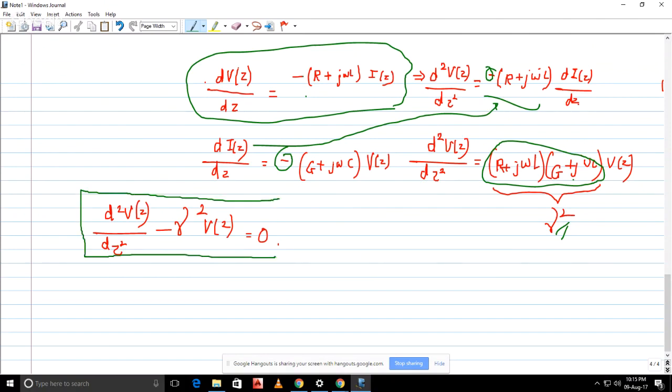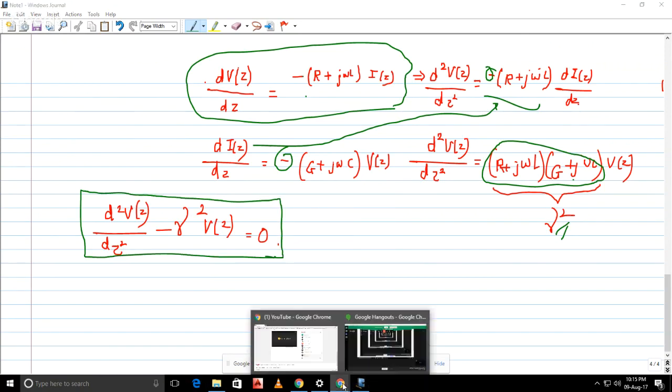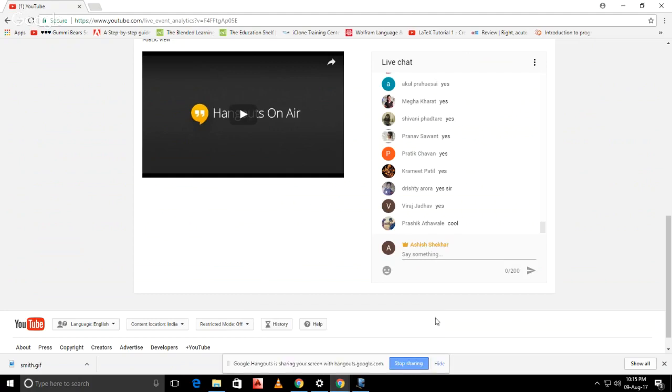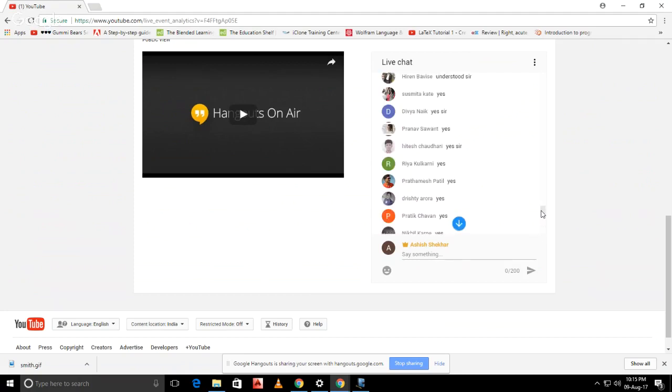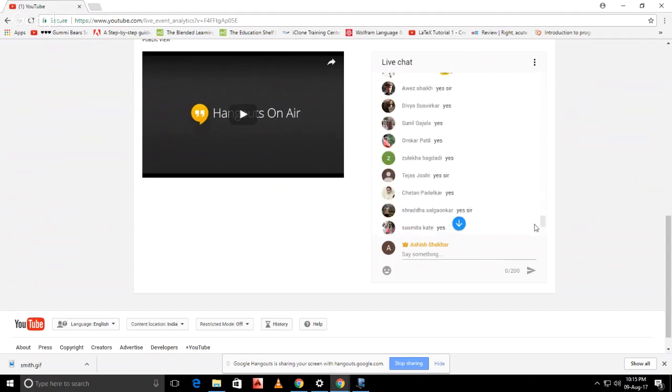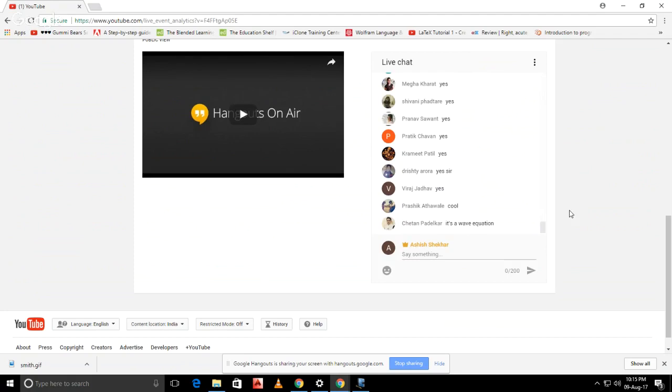Have we seen this equation before? Have you ever seen this equation before? Please reply, and if your answer is yes, please comment where we have seen this equation. Excellent, Ketan. Any more guesses? Good, Prathamesh. Very good, Tejas. Good, Drishti. Yes, any more people? Perfect, Kramit.